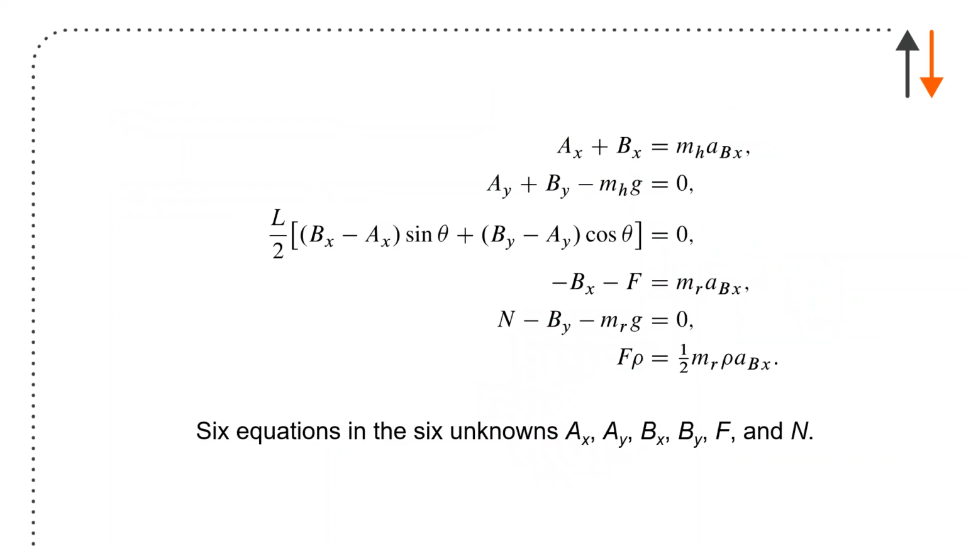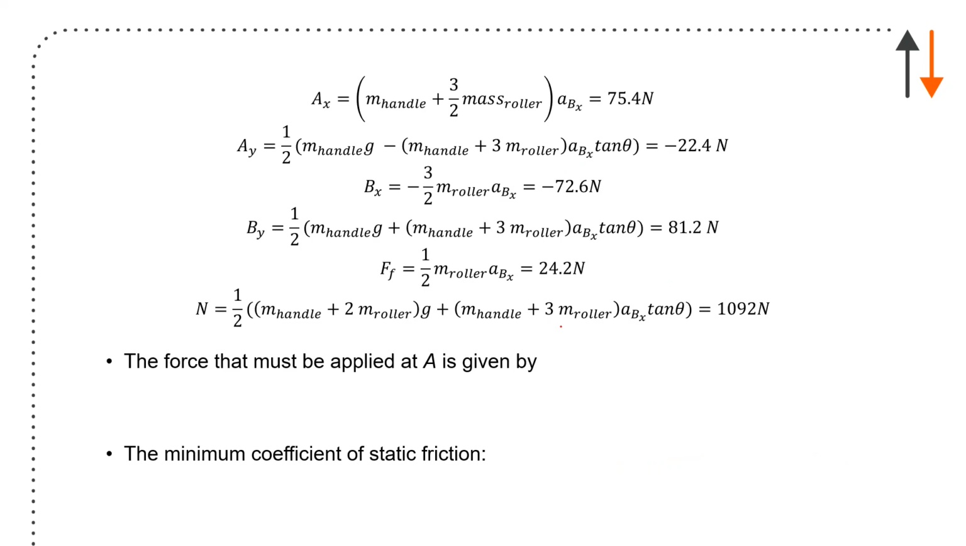So if I put in all the terms, I have A_x plus B_x, m_h A_bx, A_y plus B_y minus m_h g equals 0, L over 2 times all of these terms, and I can start substituting in terms, combining things. And I have 6 equations with 6 unknowns: acceleration x, acceleration y, B_x, B_y, force of friction, and normal. So I have enough here to solve through, and I can start substituting in terms.